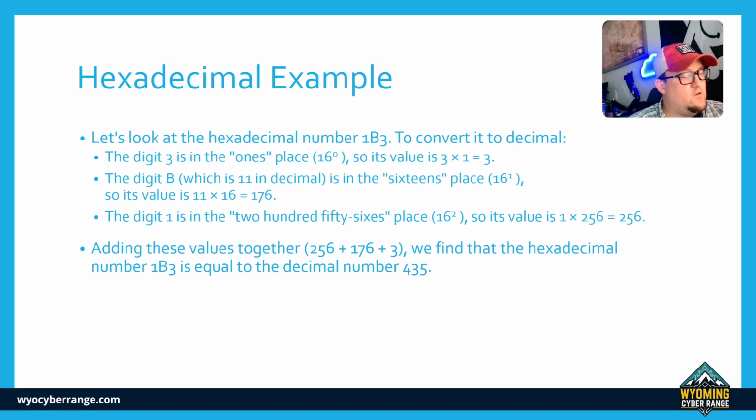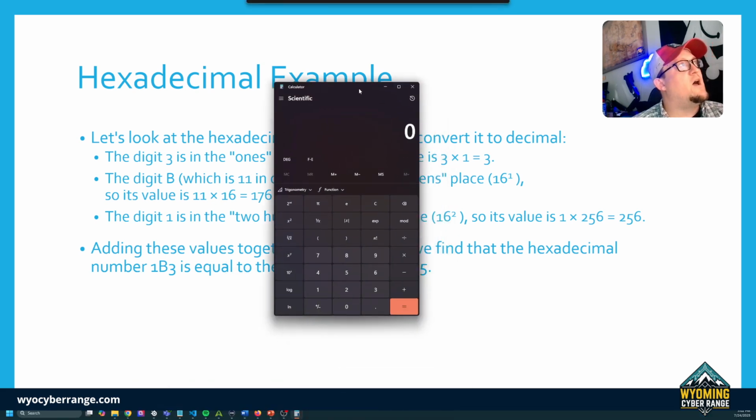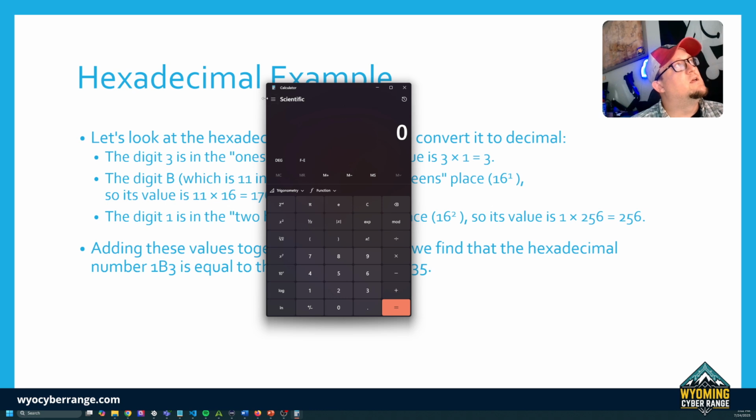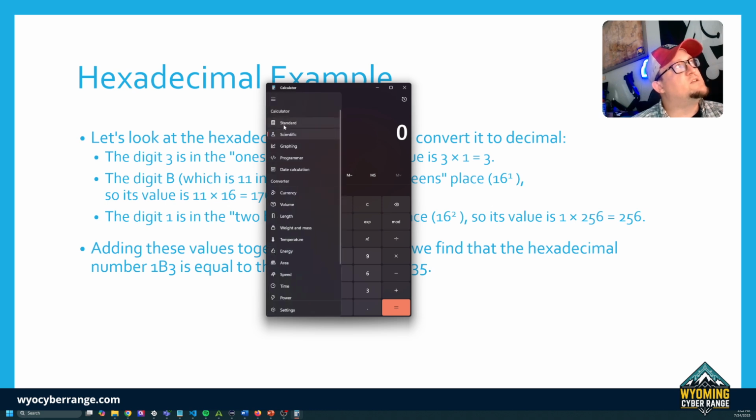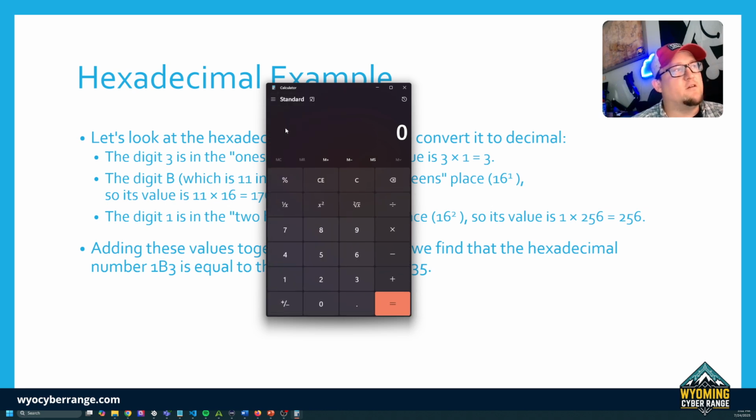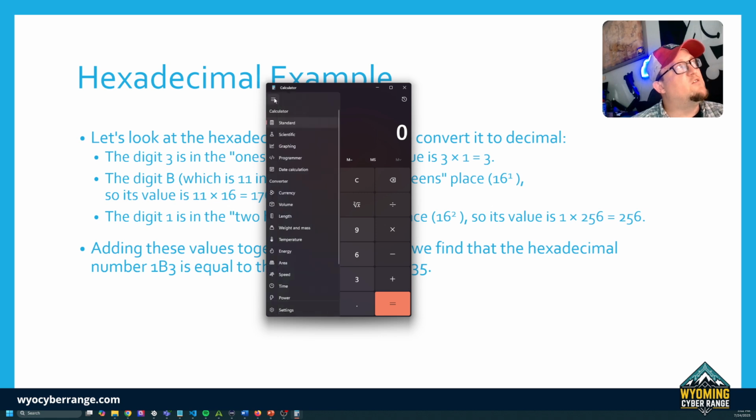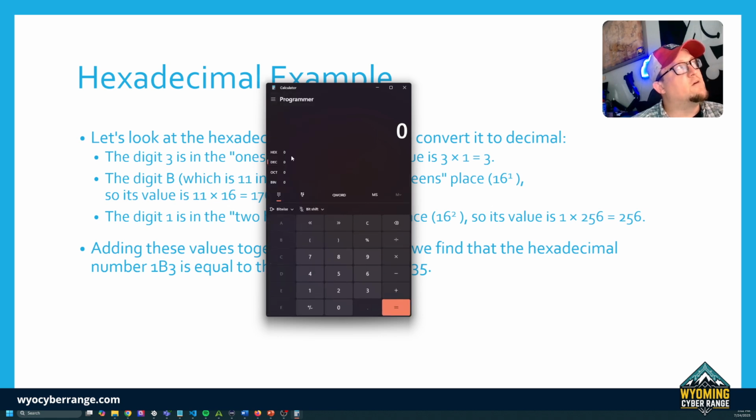Now, are you going to do this off the top of your head? Absolutely not. So let me give you a quick example of how I like to do it if I need to do some quick conversions. If you open up Calculator, you have a whole bunch of different modes. 9 times out of 10, your calculator will probably open up in standard mode. I'm going to switch it into programmer mode.